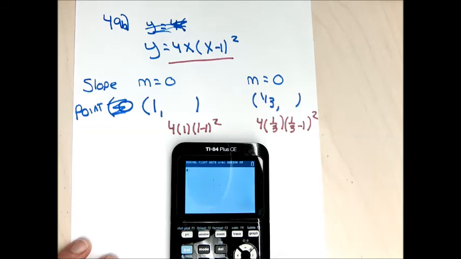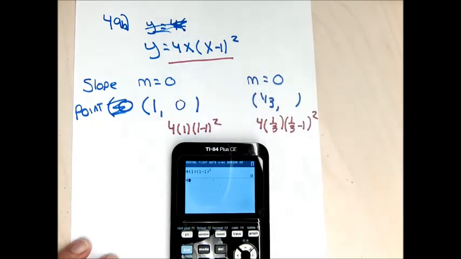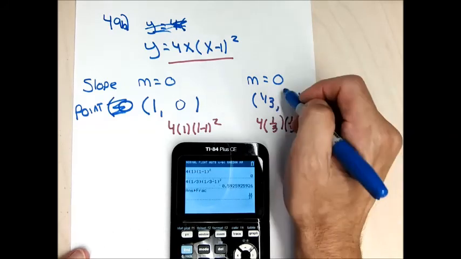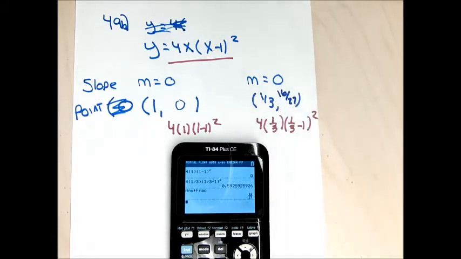So 4 times 1 times 1 minus 1 squared. This y coordinate is 0. And then 4 times 1/3 times 1/3 minus 1 squared, math, enter, enter. This y coordinate is 16 over 27. So no need to do the fraction work by hand unless you just enjoy doing it by hand. So now I have, for two different lines, a slope and a point.